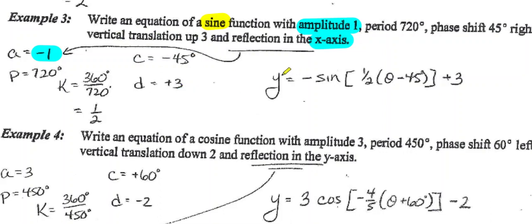All right, so y equals, make sure it's sine, negative sine. You don't have to put the 1 in, but you do have to put the negative in there to show the reflection. The K value is a half. You have a phase shift 45 degrees to the right. Try and put those degree signs in there too. You've got the double bracket to separate the K and the C values, and then you have your D value following up here.